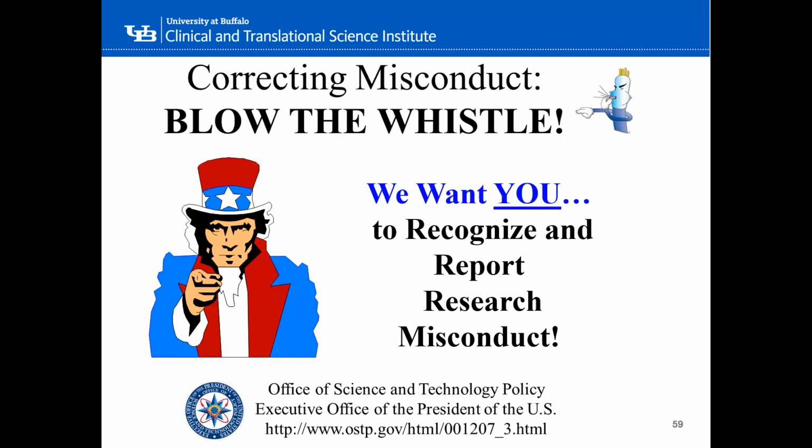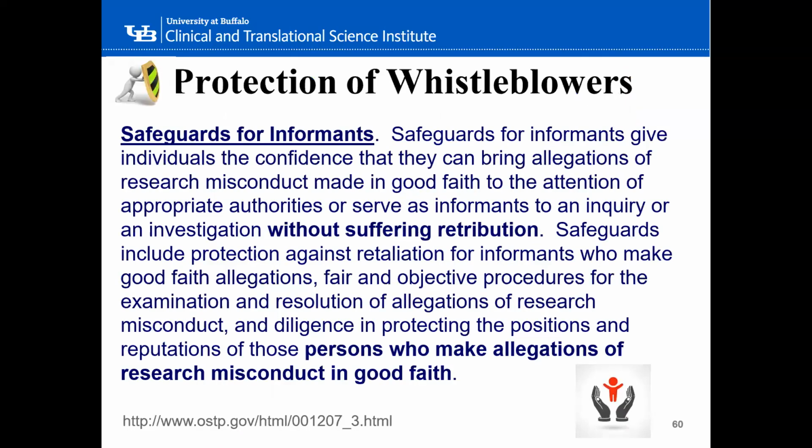So if you are aware of what you think is research misconduct, you need to recognize it and report it. And you report it to your dean or the Office of Research Integrity or Academic Integrity or the provost of the university, and they will then engage in a process that I've just described in the previous slide. Okay.